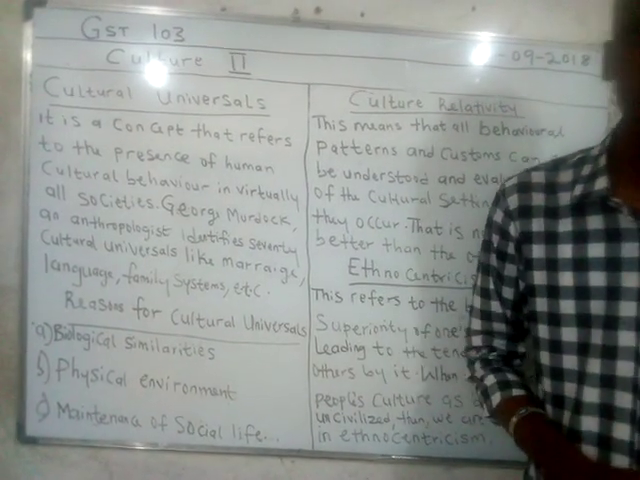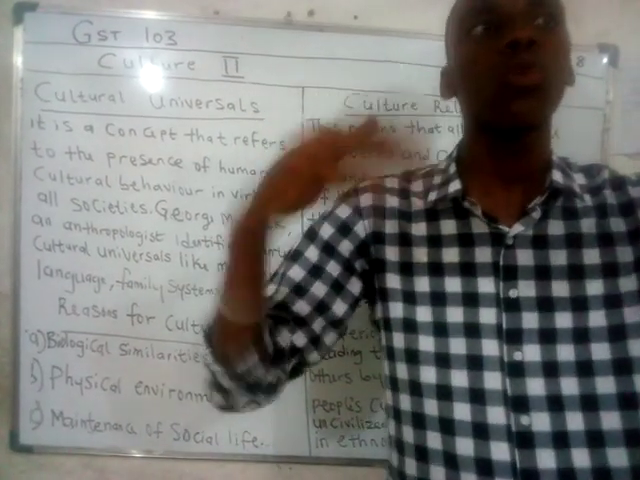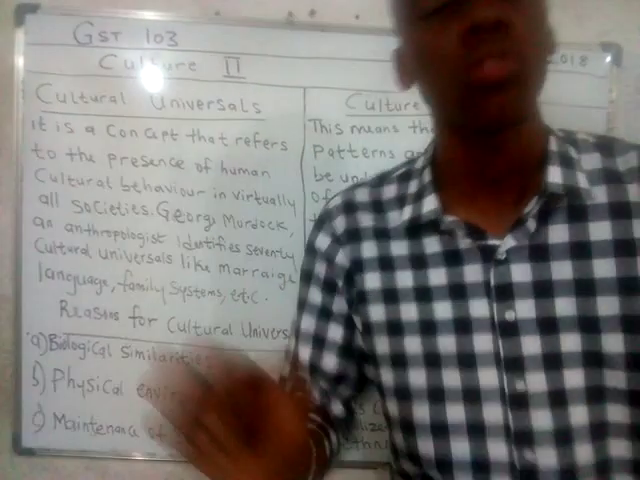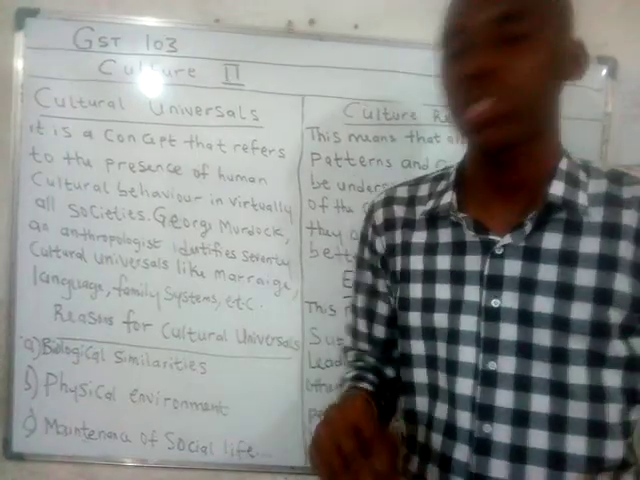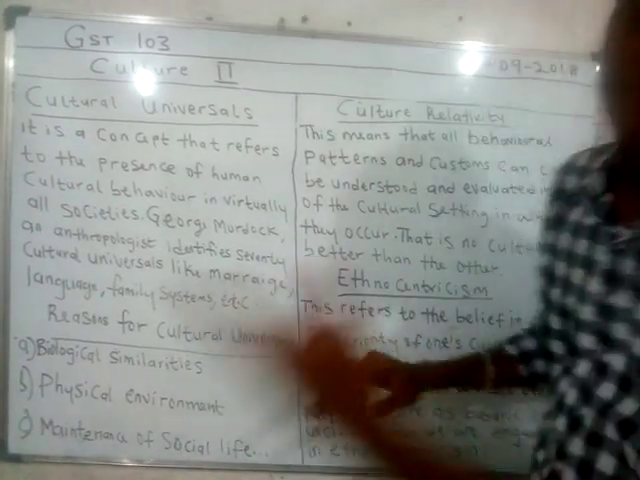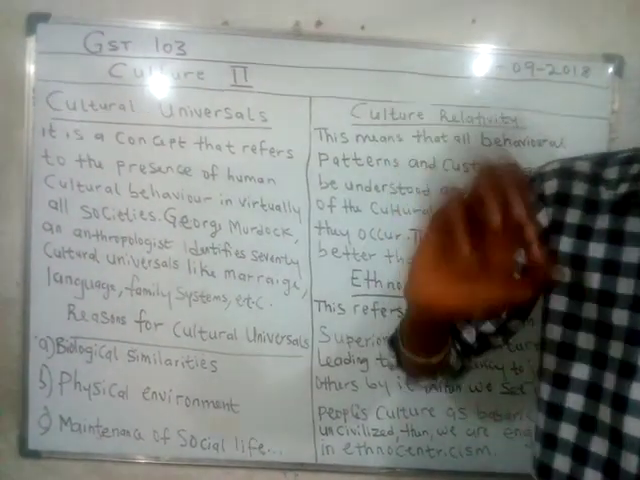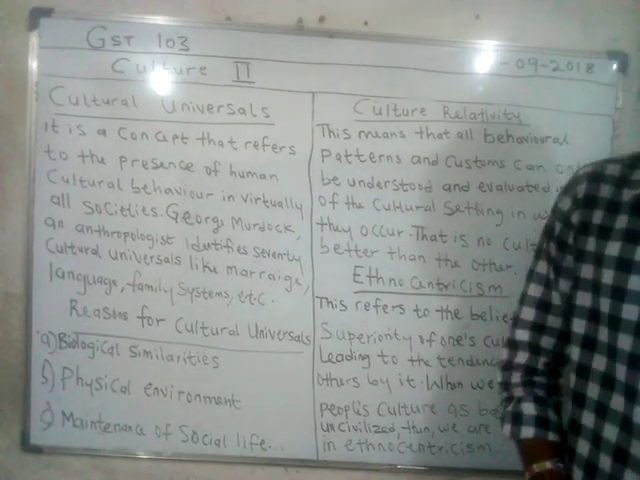Family systems. You see that in every society, what grows to a society is the family. Remember that the family is the smallest unit of the society. So the family produces the larger society. These and many others are cultural universals. They are in all human societies. What are the reasons for cultural universals?